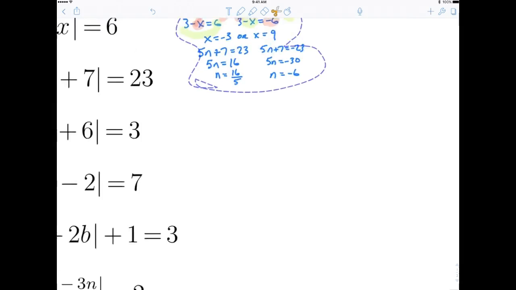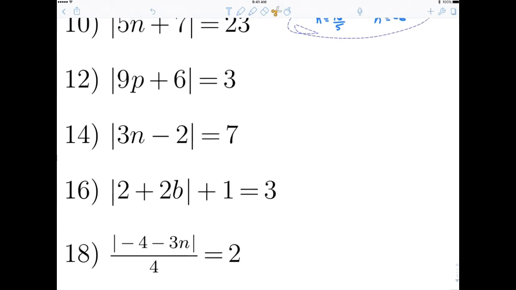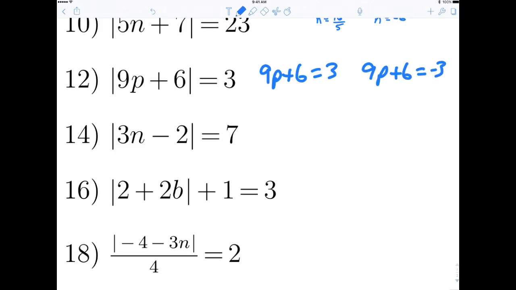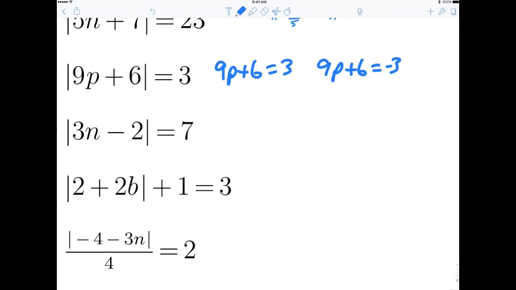All right. Let's look at the next one. Number 12. Who's going to set that one up for me? Say it. 9p plus 6 equals 3. And then it is 9p plus 6 equals -3. Good.